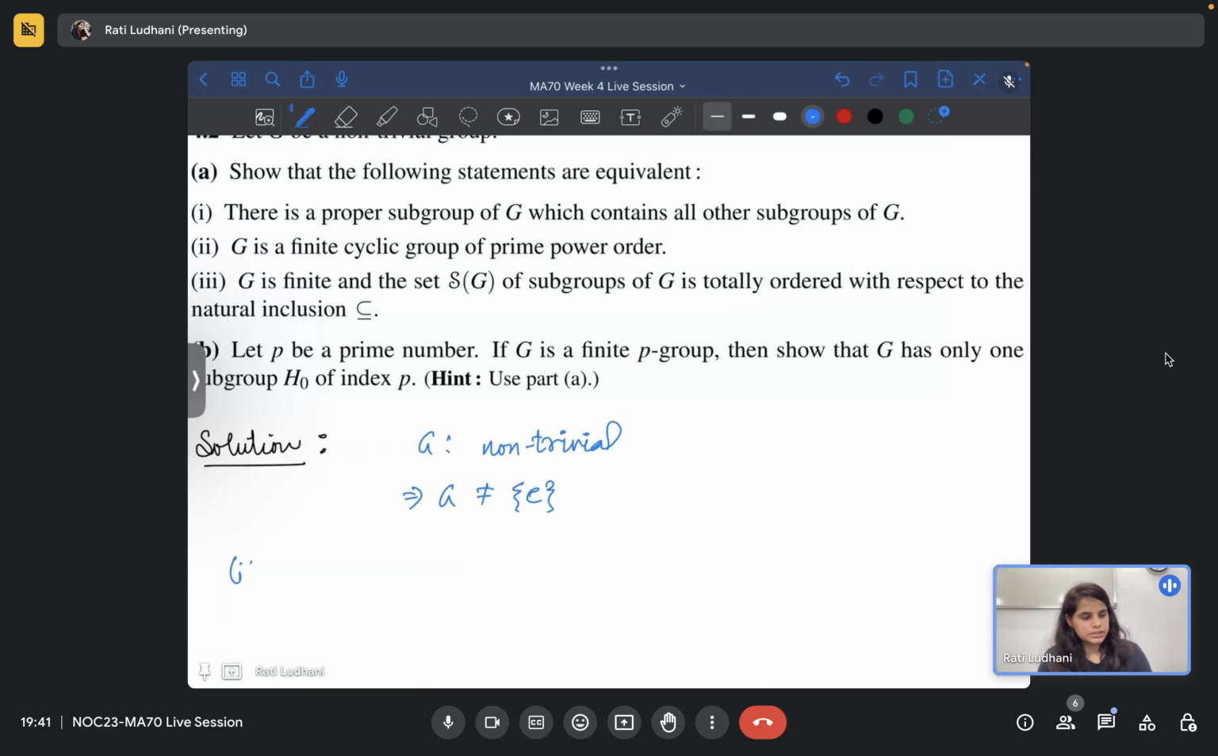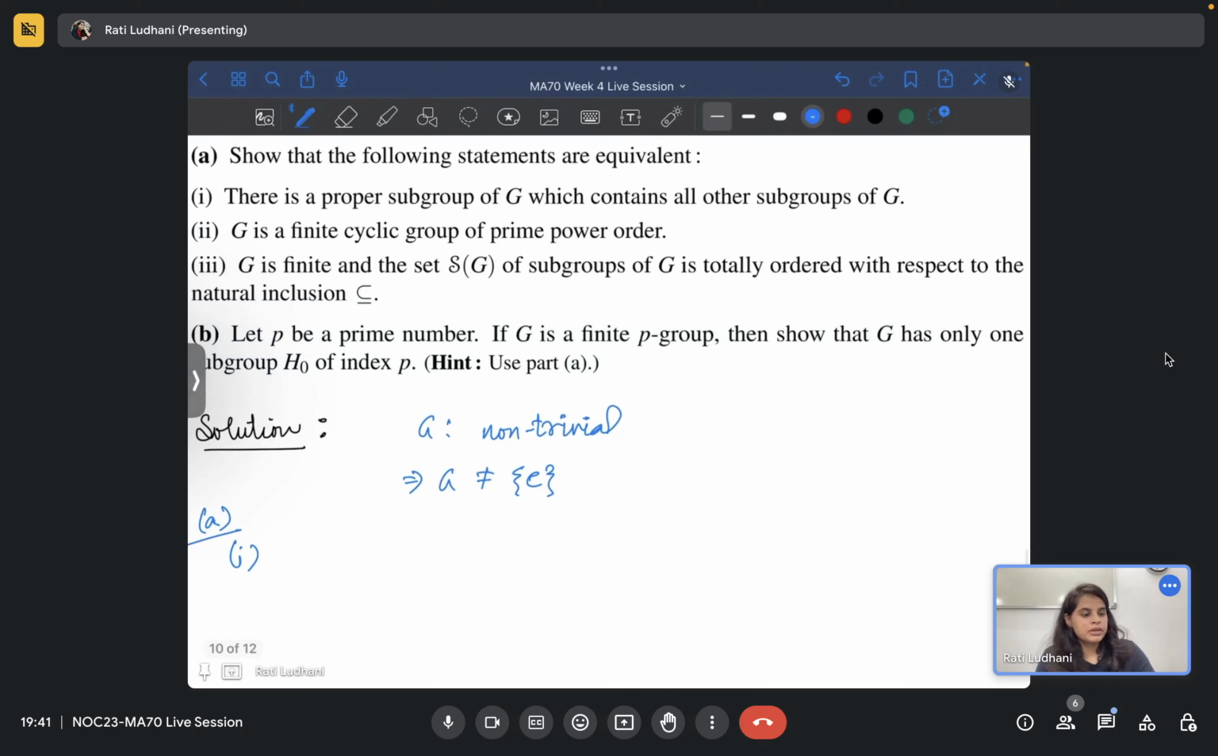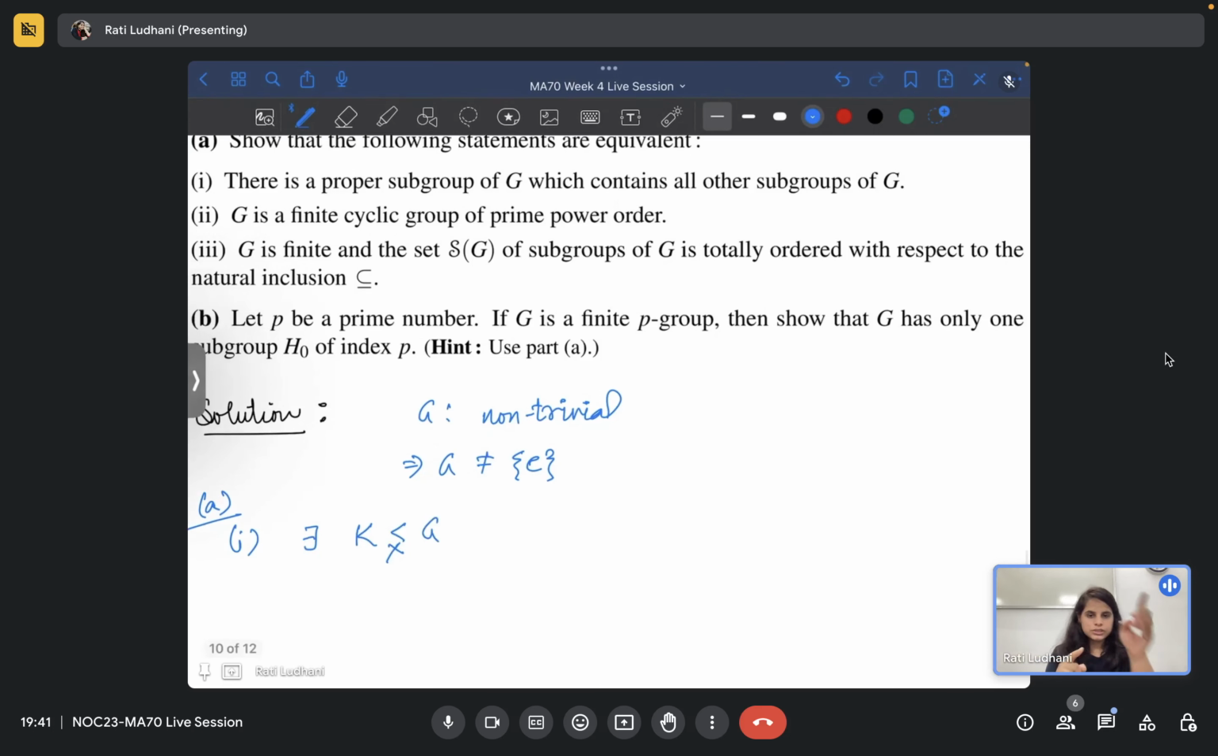I'm just writing these statements for understanding. We need to prove that these statements are equivalent, first, second and third. First says, there is a proper subgroup of G which contains all other subgroups of G. So there exists a proper subgroup K. Proper subgroup means this is not equal to G. This less than notation is for subgroup, which I use. If you want, I can write it down also.